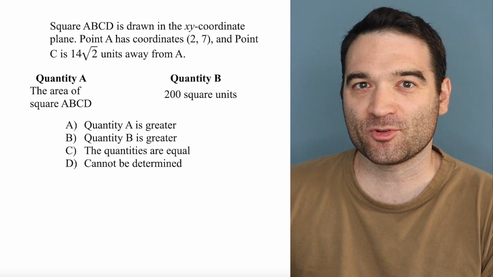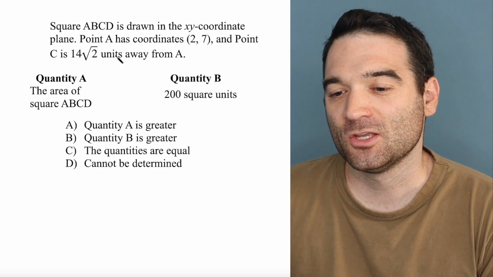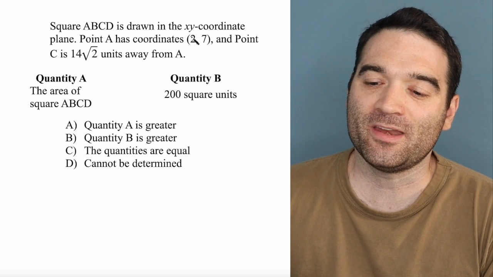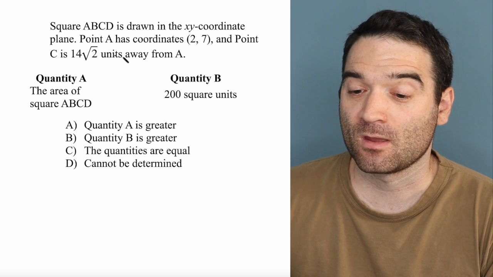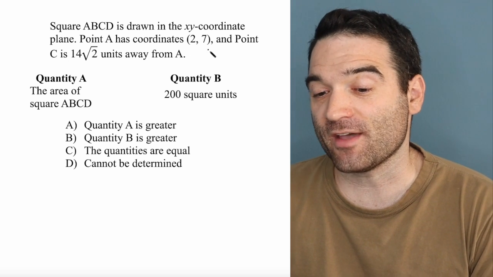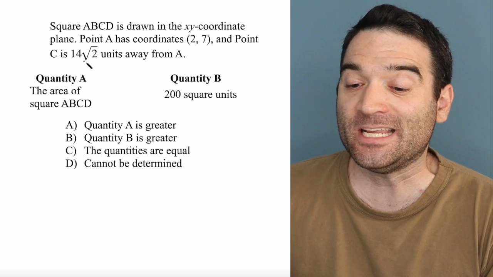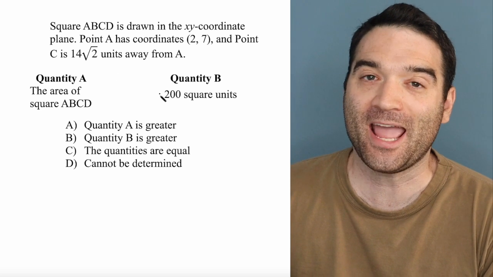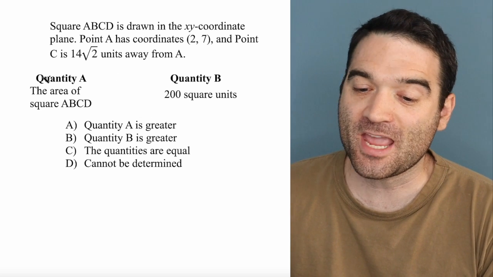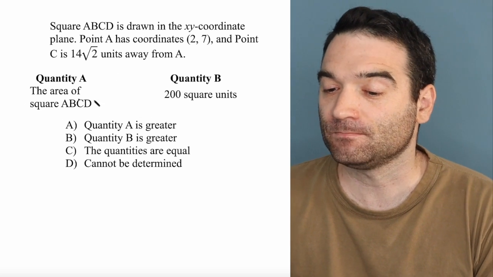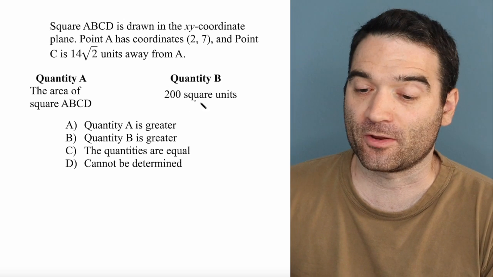Here's a GRE geometry question. Let's take a look. Square ABCD is drawn in the XY coordinate plane. Point A has coordinates 2, 7, and point C is 14 root 2 units away from A. So we want to know what's greater, the area of square ABCD or 200 square units.